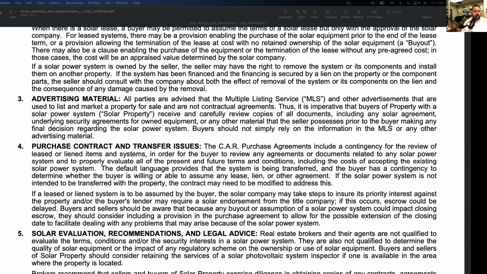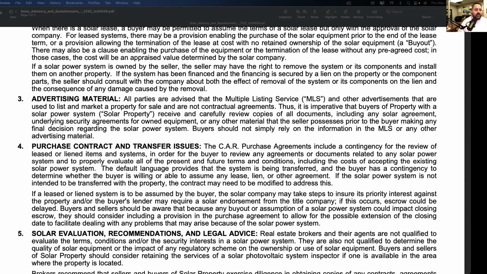The Sierra purchase agreement includes a contingency for the review of leased or lien items in the system in order for the buyer to review any agreements or documents related to any solar power system and to properly evaluate all of the present and future terms and conditions, including the cost of accepting the existing solar power system. The default language provides that the system is being transferred and the buyer has a contingency to determine whether the buyer is willing or able to assume any lease, lien, or other agreement.